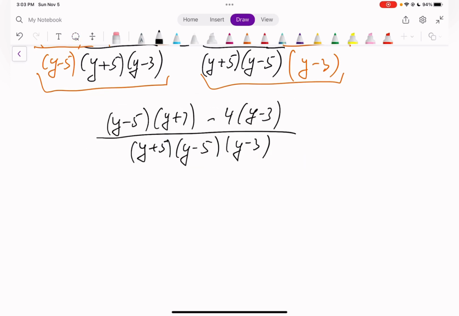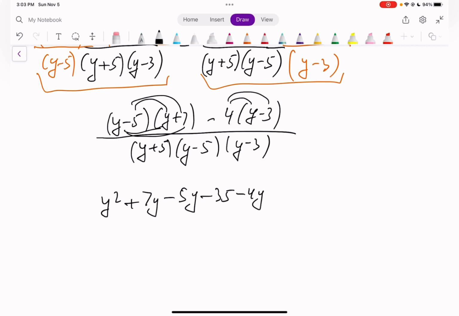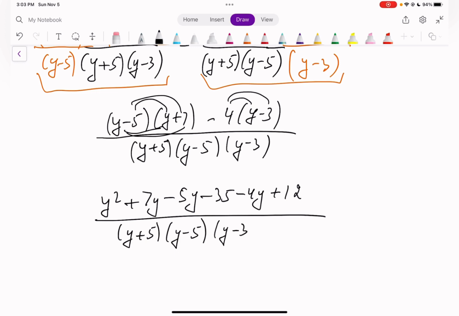All right, so I need to multiply. y times y is y squared, y times 7 is 7y, negative 5 times y is negative 5y, negative 5 times 7 is negative 35. Next, 4 times negative 4, let's take this way. Negative 4 times y is negative 4y. Negative 4 times negative 3 is positive 12. And in the denominator we have y plus 5, y minus 5, y minus 3.